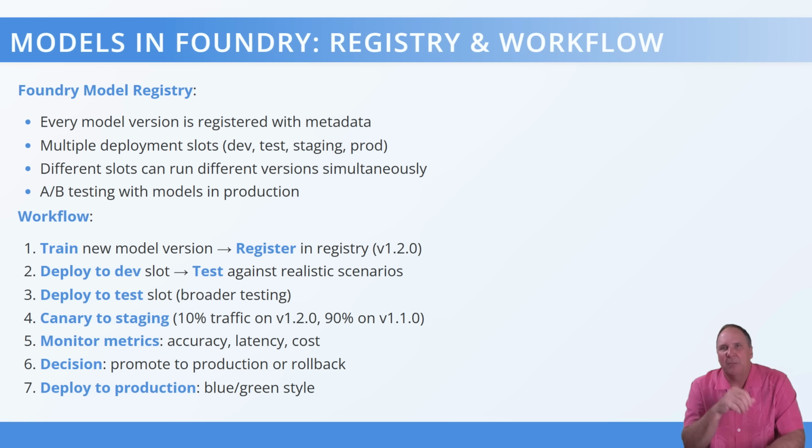And finally, models in Foundry. Foundry has a model registry. Every time you fine-tune or train a new model version, you register it. You can deploy different versions to different environments. You can A/B test versions with real traffic. And you can quickly roll back if a version underperforms.